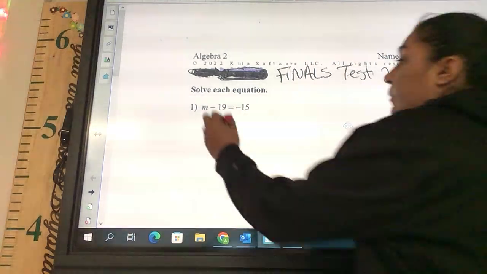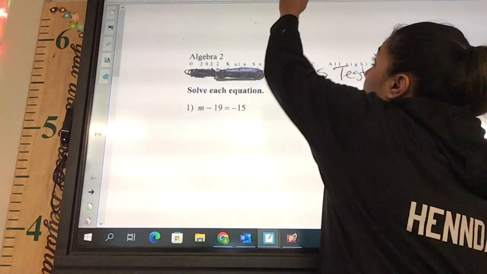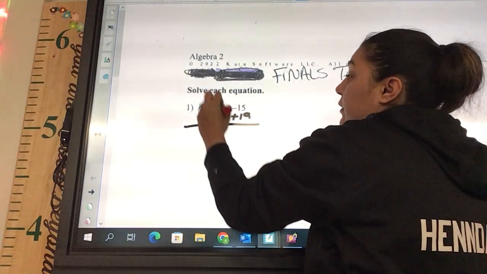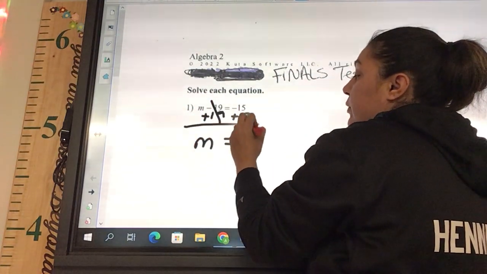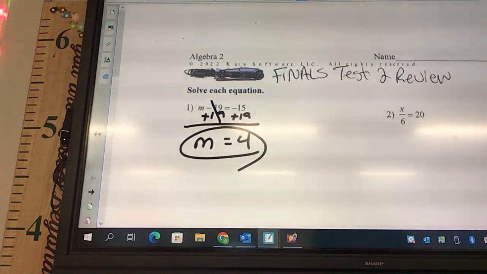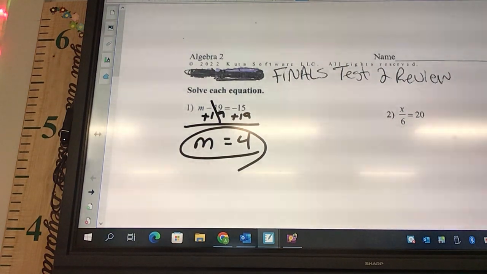Add 19. Okay, the faster you guys answer me, the faster today will go. Okay, we're going to add 19. So it's going to be m equals 4. Okay, your final is all multiple choice, so if you want to, you can go guess, Burton, come up. Okay, that's on you.